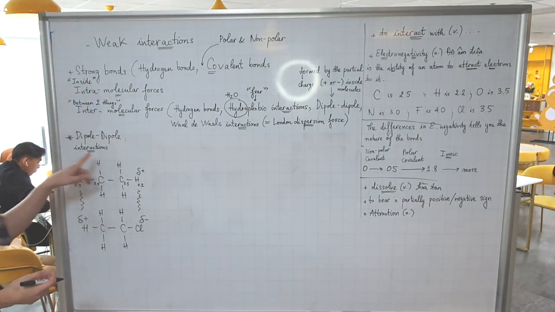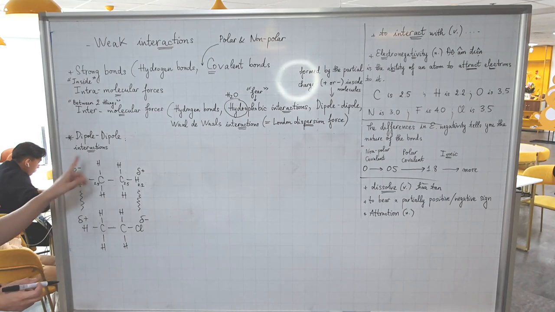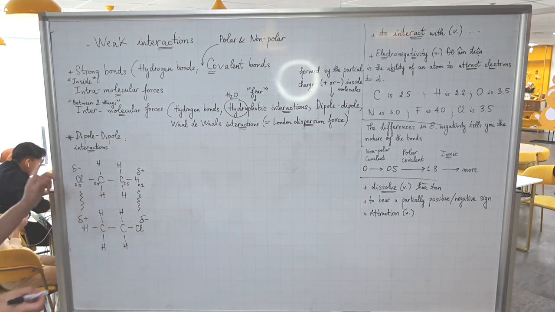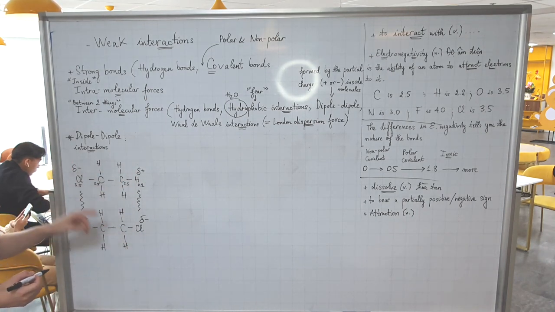And this is called dipole-dipole. Hai cực nè, lưỡng cực nè. Dipole-dipole interaction. But it is also a weak interaction as well.